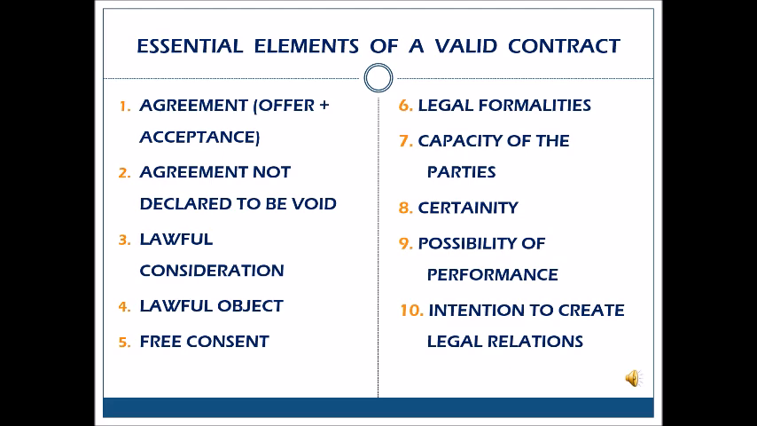Like I said before, the contract should be possible of performance. The contract should not be illegal, immoral, or any other activity which is opposed to public policy. So if you want to enter into a contract, it has to be a valid performance which can be helpful for the society instead of going against the society. So a valid contract should be possible of performance.